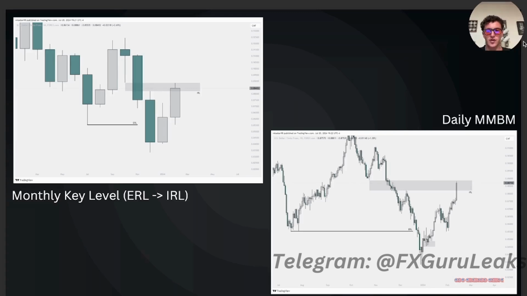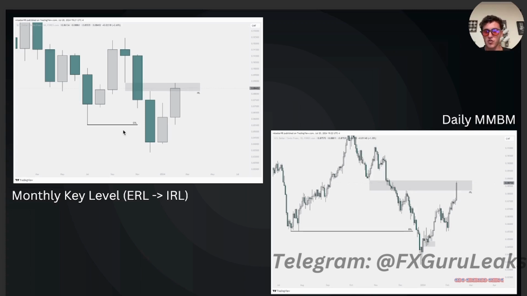So now I'm going to show you guys each exact time frame alignment and how price reacts on the higher time frame key level to the aligned time frame when you're framing a market maker model. So this is the first example, starting off with the monthly to the daily.